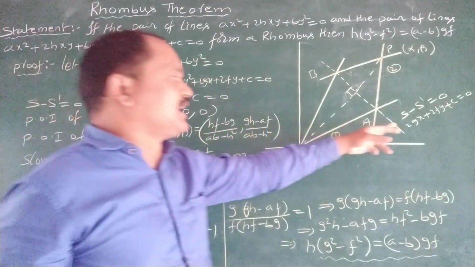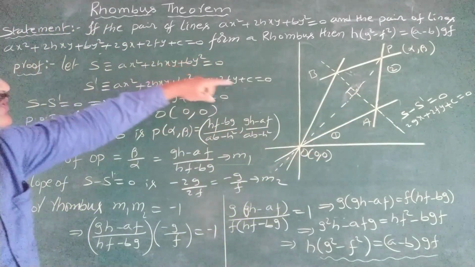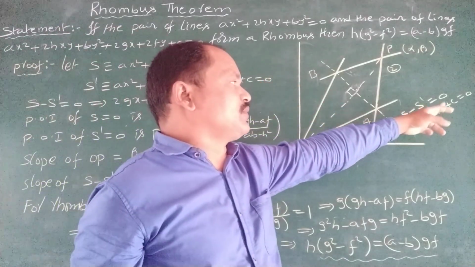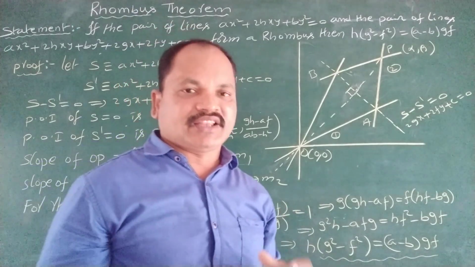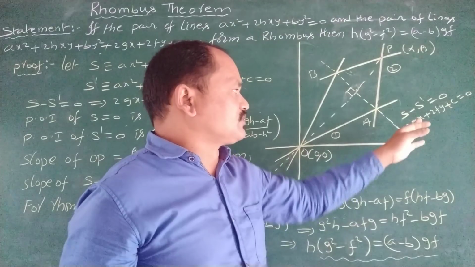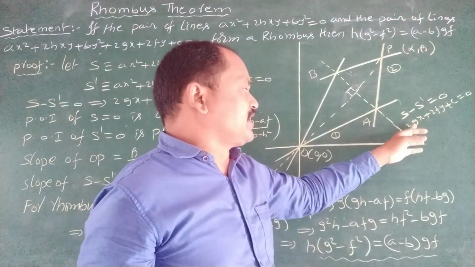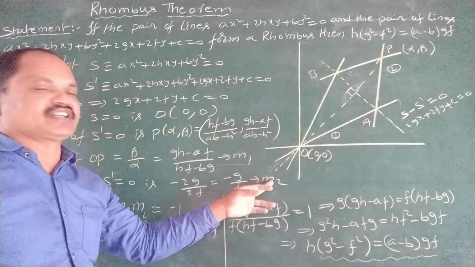Similarly, for the second diagonal, that means the different part from these two is the second diagonal: 2gx + 2fy + c = 0. Comparing with ax + by + c = 0, the slope of the line ax + by + c = 0 is −a/b. That's why it is −2g/2f. The 2 gets cancelled, giving −g/f. It is taken as m2.